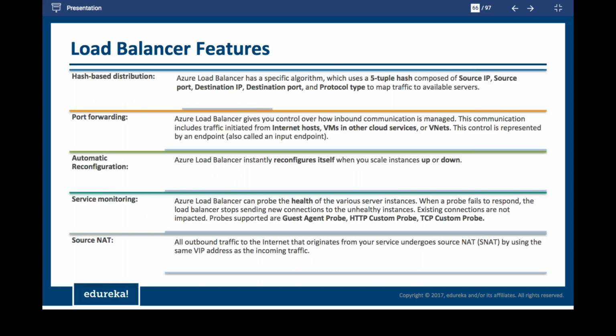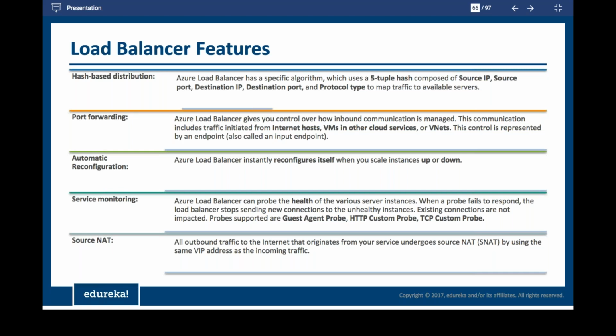The features of load balancers: it goes with distribution which is hash based. I hope you guys know the hash based 5 tuple hash algorithm. It is composed of your source IP, source port range, destination IP, destination port range, and the protocol type that is going to be used. Port forwarding is used to do mapping. It is used to define how the inbound communication has to be managed, and this includes the traffic which is initiated from an internal host.